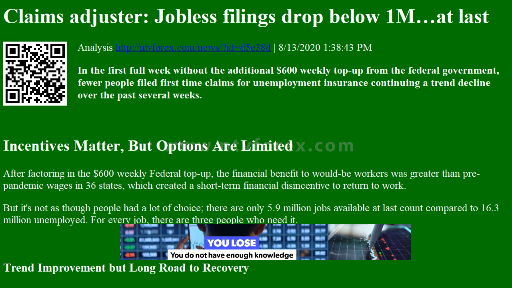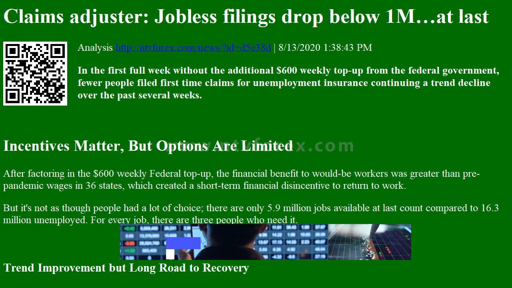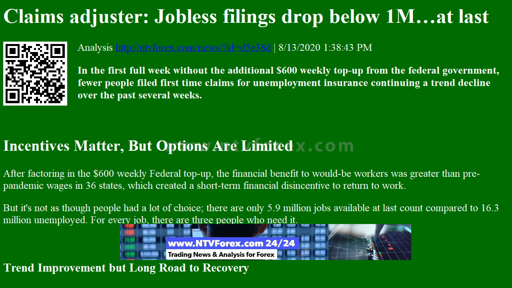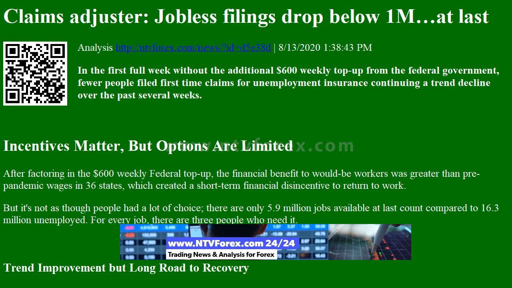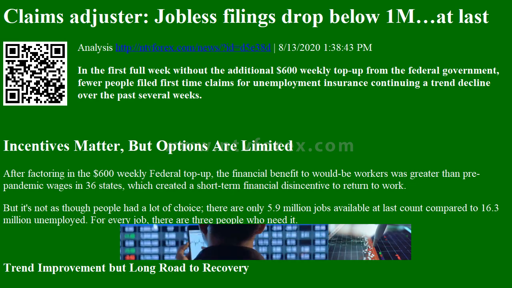Jobless filings drop below 1 million at last. In the first full week without the additional $600 weekly top-up from the federal government, fewer people filed first-time claims for unemployment insurance, continuing a trend decline over the past several weeks.